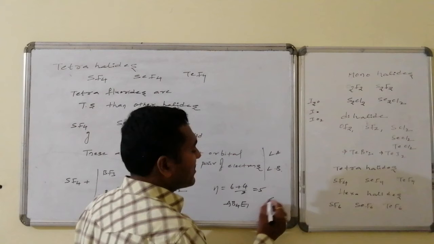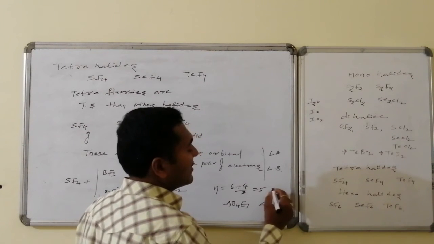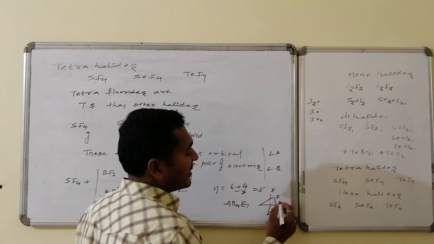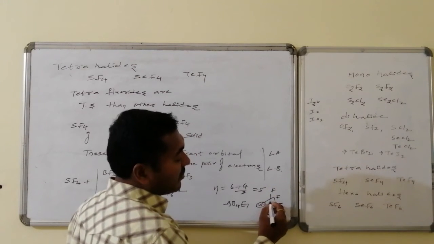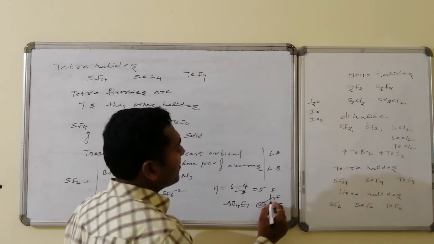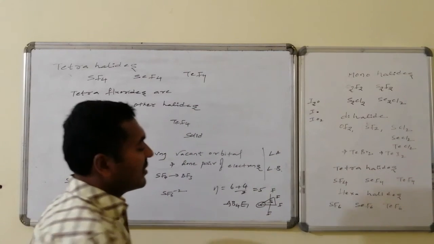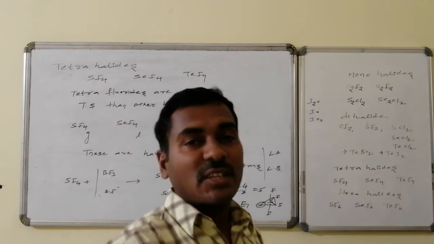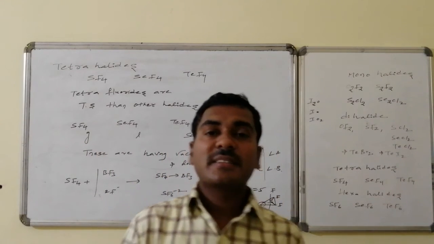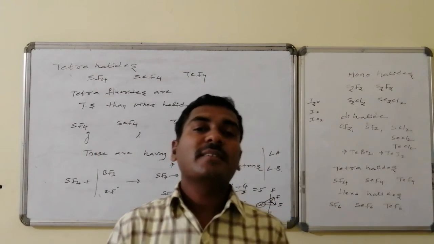So therefore here it is present in such a way that here is one fluorine, here is one fluorine, here is one fluorine, and here one lone pair of electrons is there, and in the middle the central atom is there. Suppose the central atom is sulfur, SF4, like this. Here it is connected, here it is connected. Thus it has the shape of seesaw geometry. Seesaw shape is present for the tetrahalides.